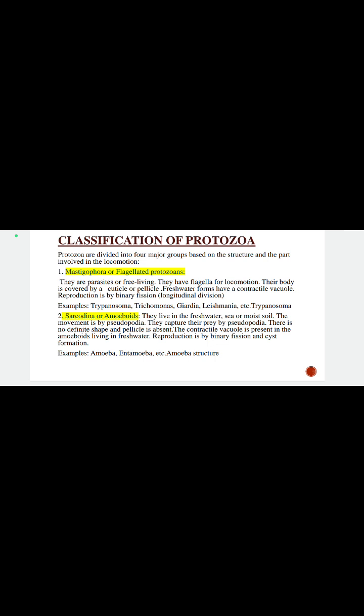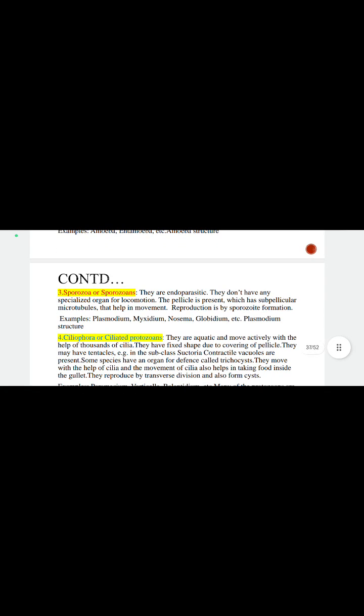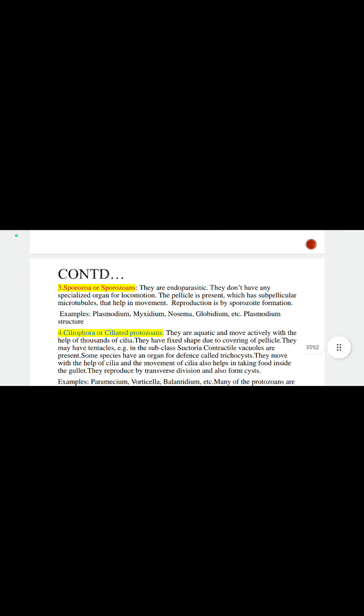Examples: amoeba, Entamoeba, etc. Then sporozoa or sporozoans. They are endoparasitic. They do not have any specialized organ for locomotion. The pellicle is present, which has subpellicular microtubules that help in the movement. Reproduction is by sporocyte formation. For example, Plasmodium, Myxidium, Nosema, Globidium, etc.